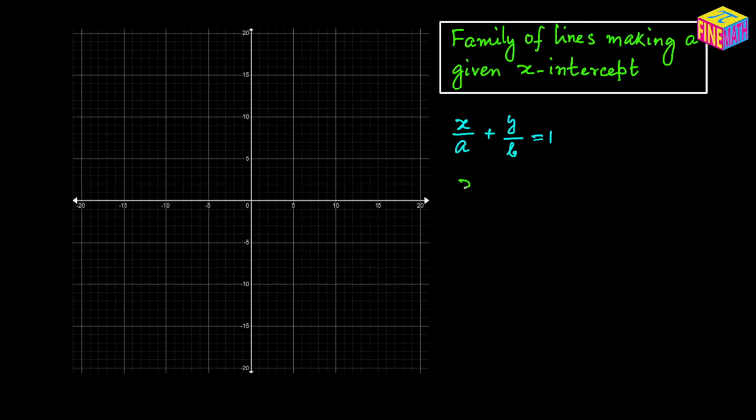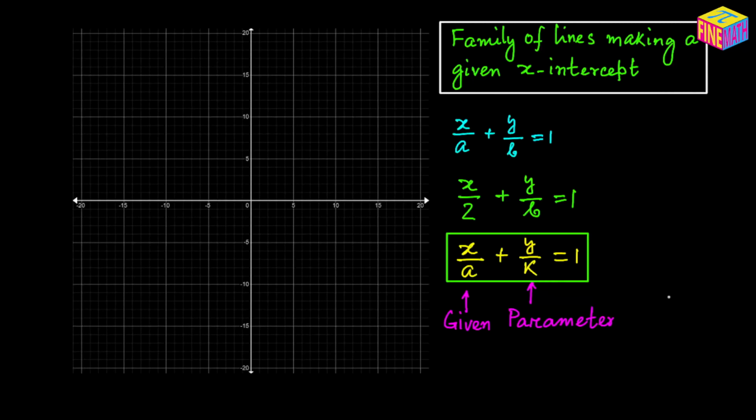We can say, well, x over 2 plus y over b is equal to 1. That would represent a family of straight lines that have an x-intercept of 2. In general, we can write it like this. We can say x over a, where a is a given number, plus y over k, or y over b, whatever you like, is equal to 1. Now here a will be a given number and k will be the parameter.